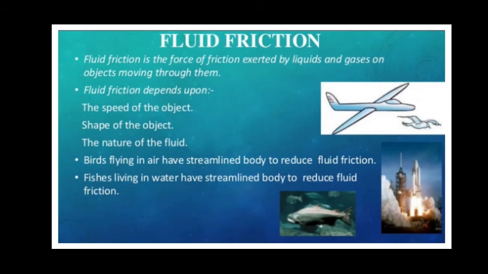When these two rough things come and rub against each other, friction will be created. So how fast the object is moving, what is the shape of the object, and what is the nature of that fluid or gas, all these are the factors on which fluid friction depends. As I told, example, birds flying in the air have a streamlined body to reduce fluid friction. Fish living in water have a streamlined body again to reduce the fluid friction. So this is a common friction experienced by objects moving in air and water.